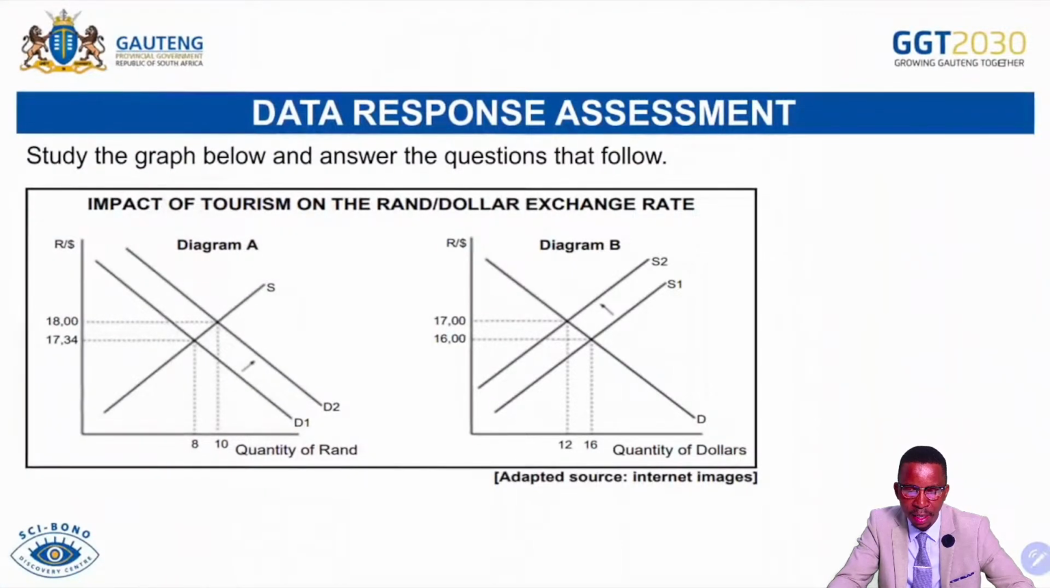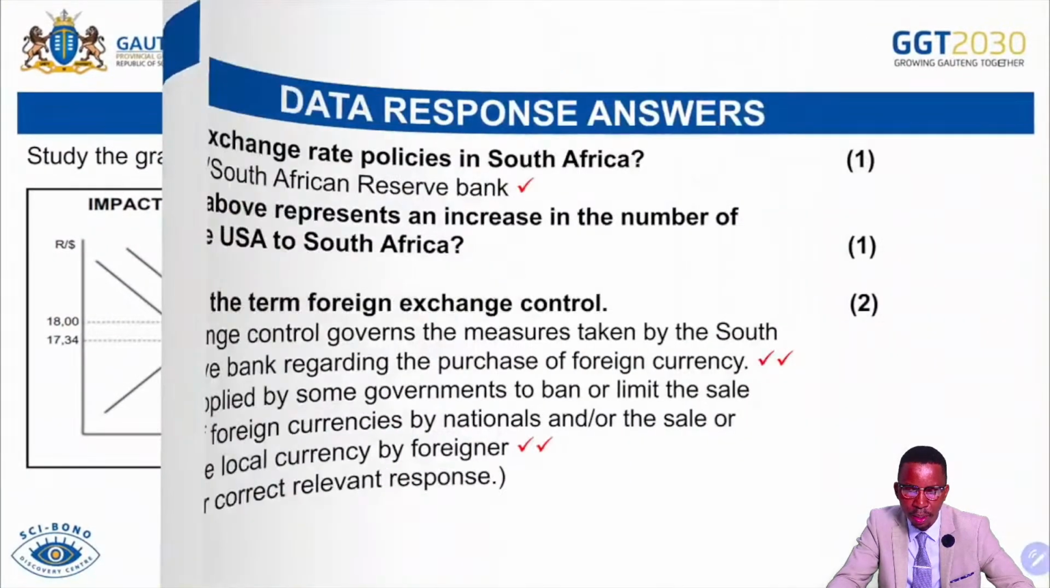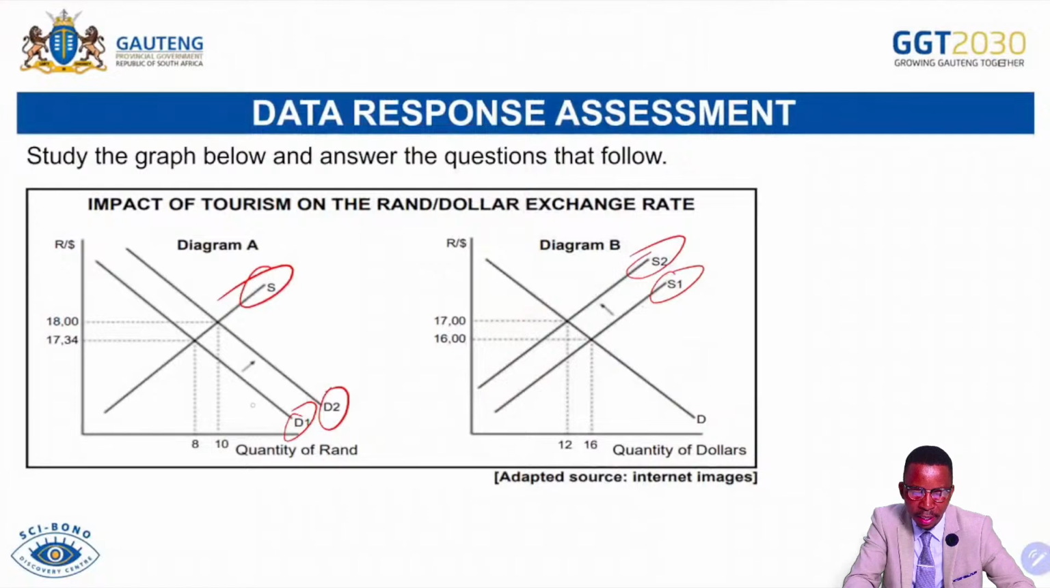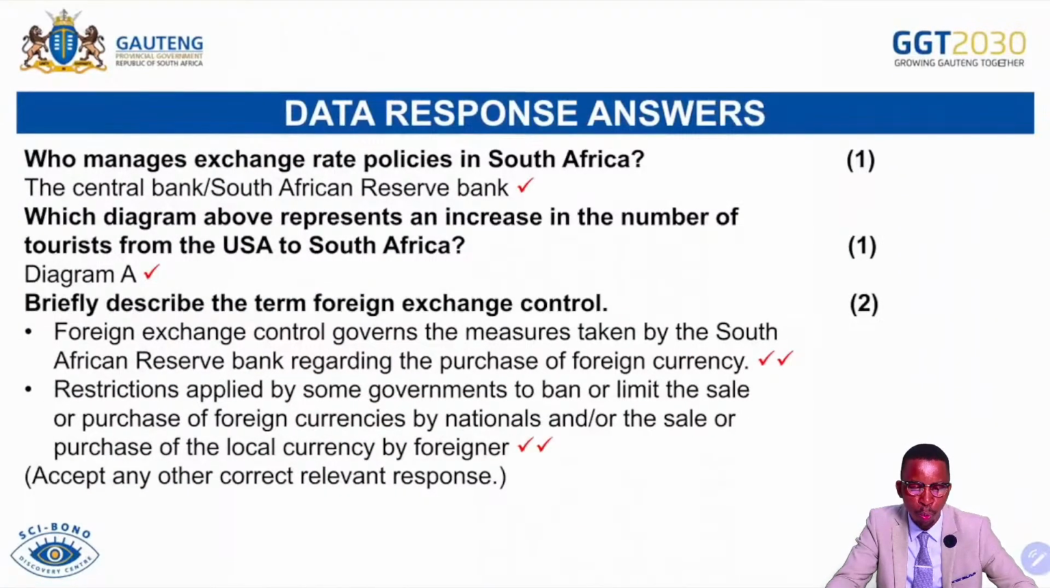And then another data response here. So here you are given two graphs. The impact of tourism on the rand and dollar. So here you have diagram A and diagram B. So the demand originally D1 and D2. In diagram B, we have S1 and S2, meaning there is a decline in supply here, and an increase in demand. So let's simply check on the question: who manages exchange rate policies in South Africa? Central Bank.